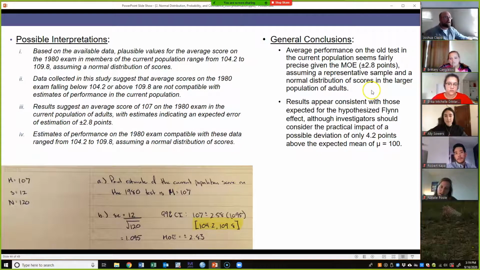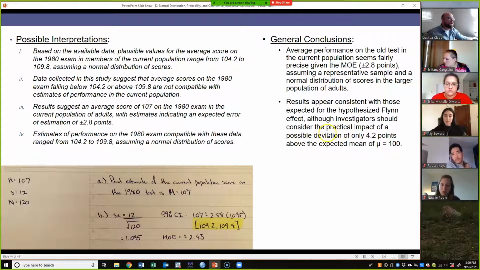So here, in terms of general conclusions, once again, our average performance on the old test in the current population is pretty precise, given that we've got a margin of error of about 2.8 points, again, assuming that we've got a decent sample. And we would say results look to be consistent with expected effects of the Flynn effect, in that this test in 1980 was normed at 100. Is 100 a reasonable estimate for the true score in the population based on the data that we've collected? Not really. No. It's not impossible, but it's not plausible, right?